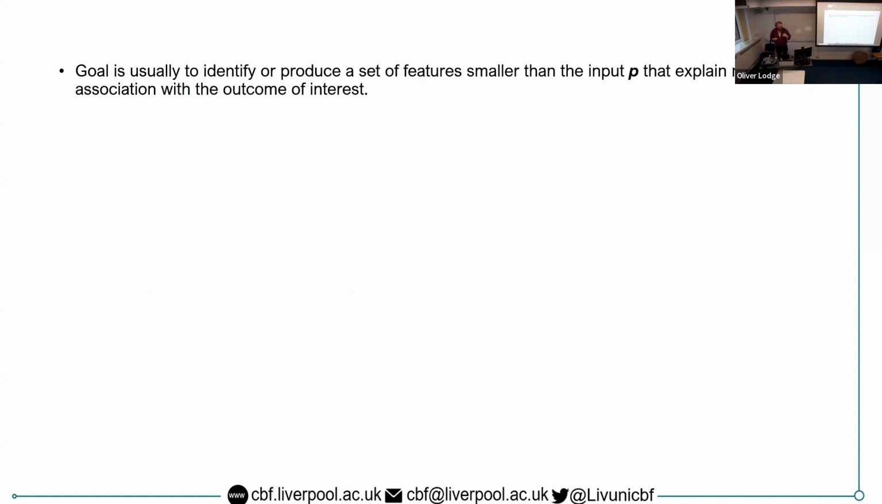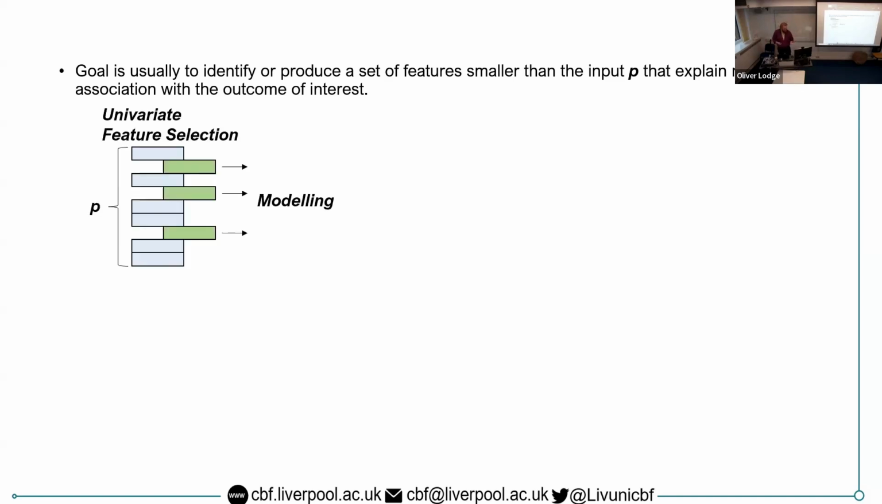But more broadly, the goal to tackle this sort of analysis is to identify or produce a set of features that is smaller than the initial input P, but that explains most of the association or the difference or the separation between the outcome of interest. Basically, you're filtering down your features to focus on those that are the most explanatory or contain the most information in the task you're trying to do.